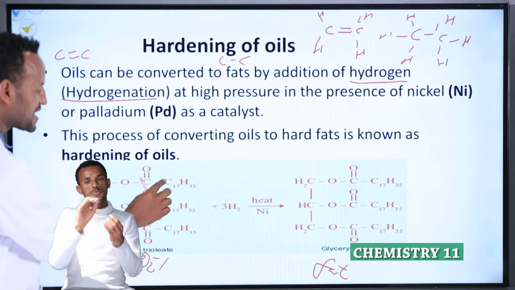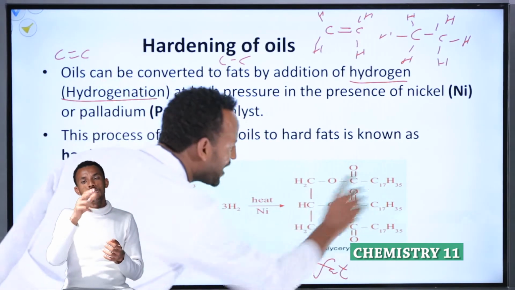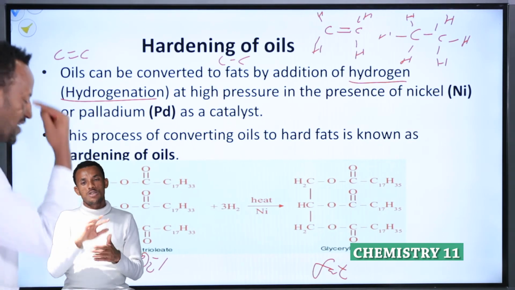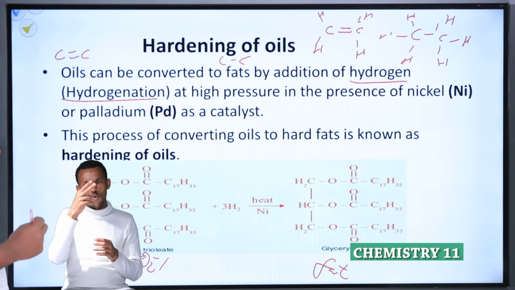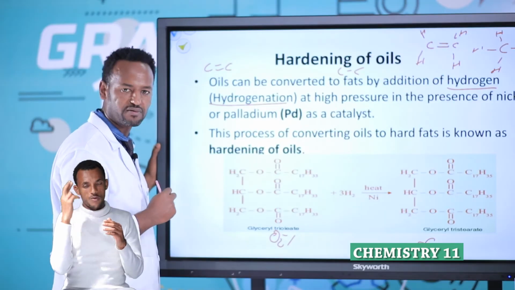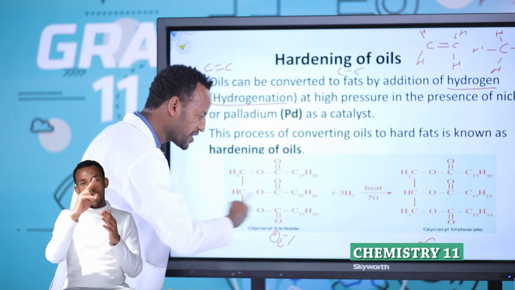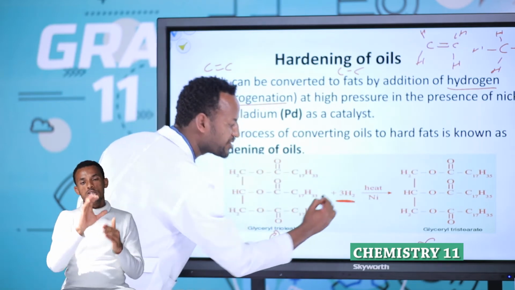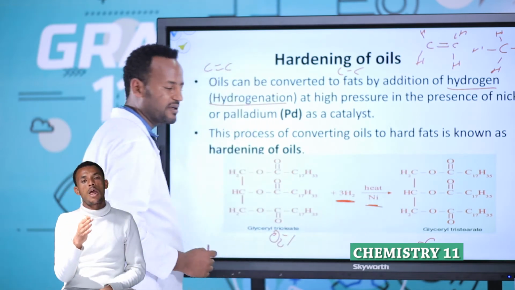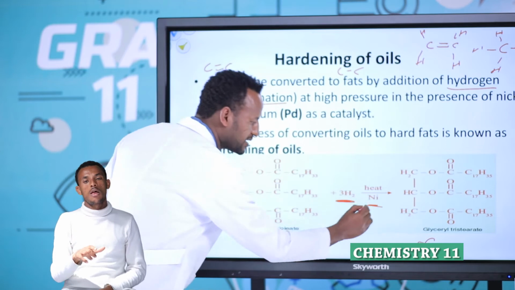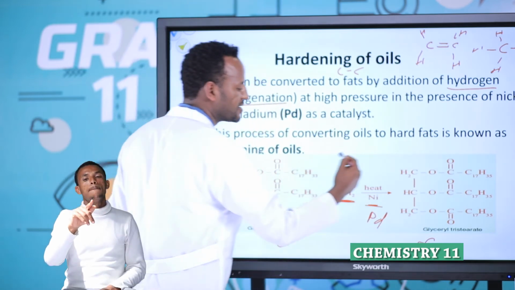Therefore, here C17, H33, and H35. Therefore, in one ester, two hydrogens are fewer because of the carbon-carbon double bond. In all three, two hydrogens are fewer, so 3H2, three hydrogen molecules, can be used. By using nickel, or sometimes palladium, Pd, at high pressure, it gives fats.